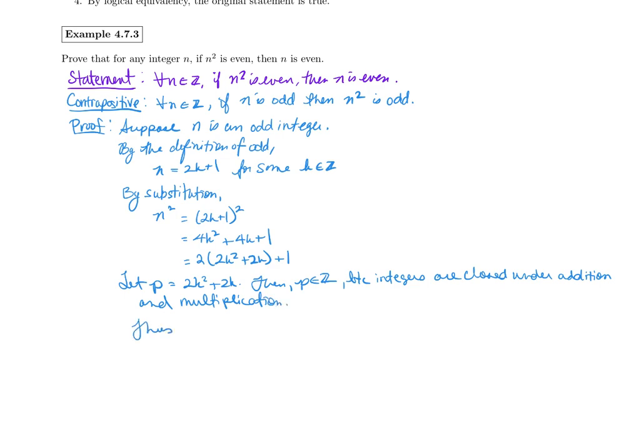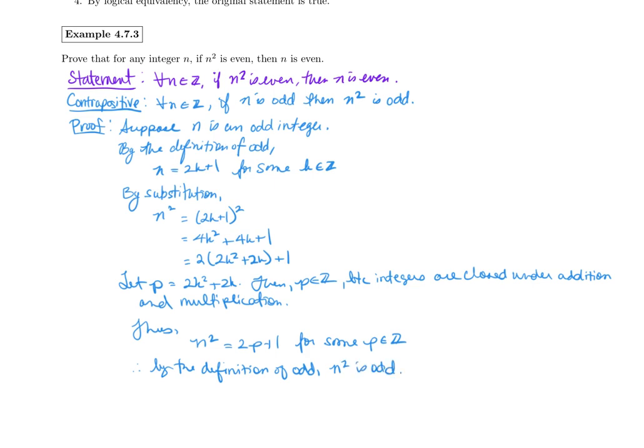So thus, if we continue our simplification, n squared equals 2p plus 1. Let me erase my p and write it a little bit better. There we go, 2p plus 1 for some p in the set of integers. So therefore, by the definition of odd, n squared is odd.